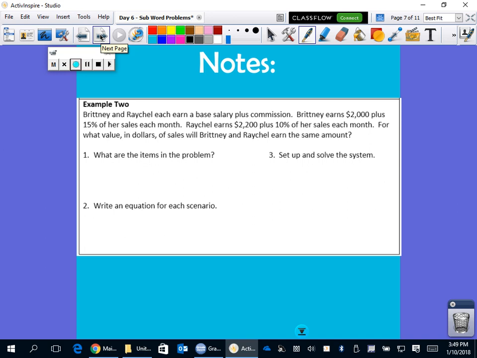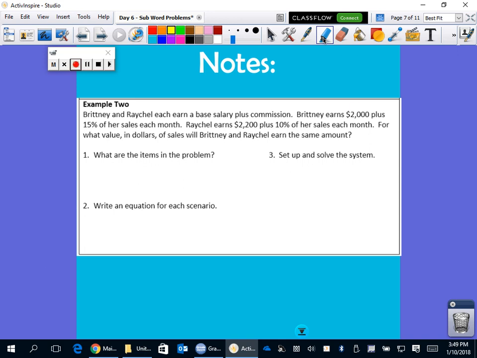Okay, example 2. Again, I'm starting with highlighting. Brittany and Rachel each earn a base salary plus commission. Do we know what commission is? Commission is when you get extra money based on how many sales you make. So the more cars you sell, the more extra money you get plus your salary.